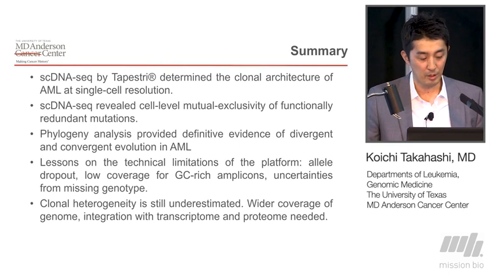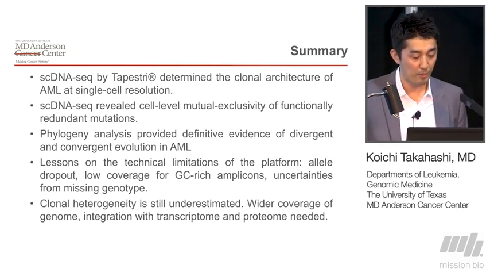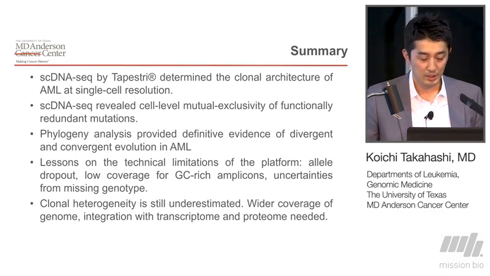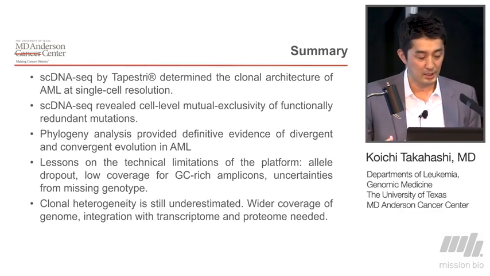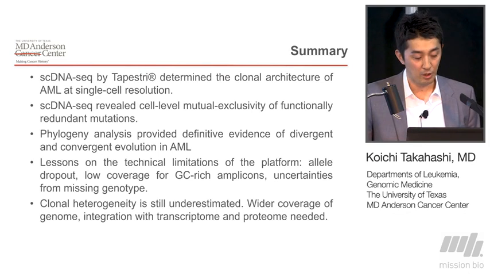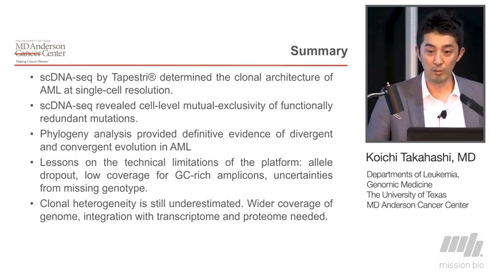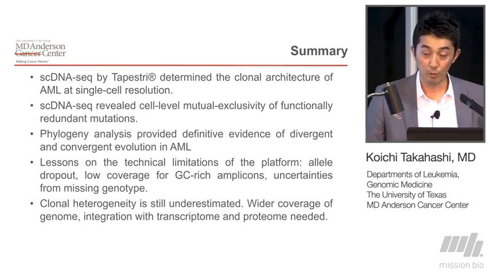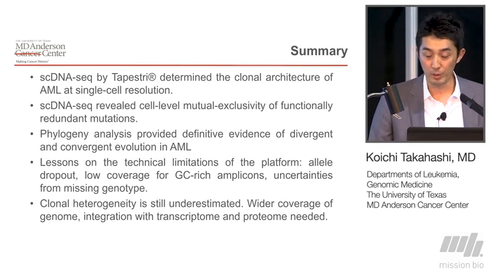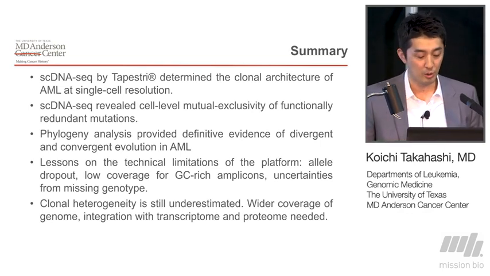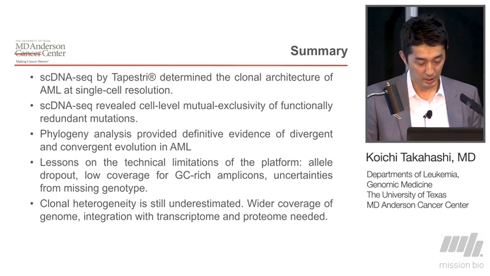And we also learned lessons about technical limitations of the platform, such as allele dropout and low coverage of some amplicons, and also some uncertainties that are inevitable from single-cell sequencing that create some missing genotypes, confounding the results. And I think we are still underestimating the true clonal heterogeneity because we are only targeting 19 recurrent genes so far. And we really want to expand the coverage of the genome while maintaining the number of cells being analyzed. And our wish list is always to integrate the transcriptome and also proteome with the single cell, and recently multiple papers have come out combining the transcriptome and the genotyping. So it's really an exciting time.